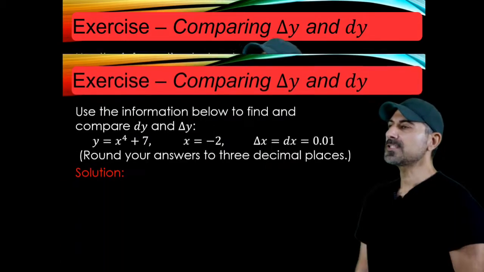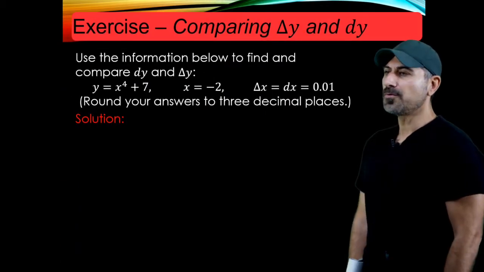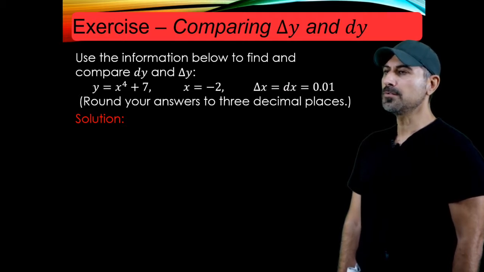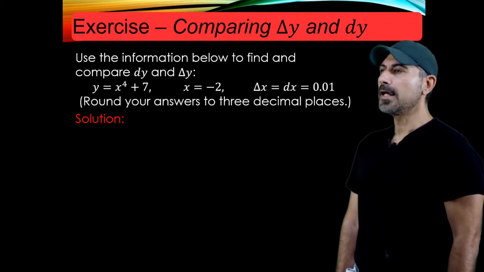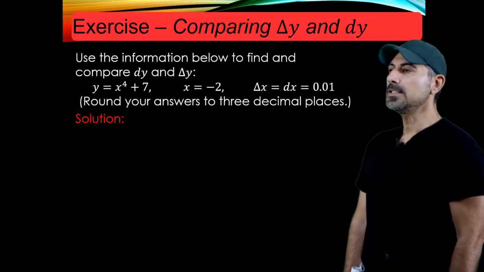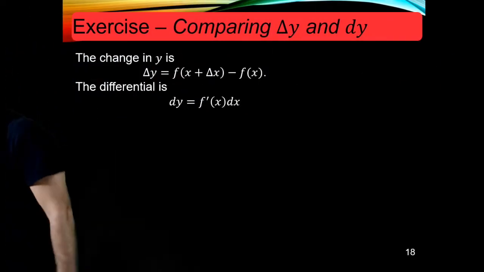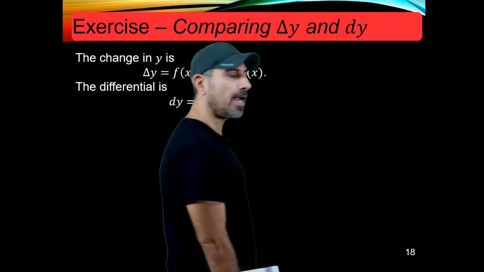of y. You're given in the problem y to be x to the fourth plus 7, and the point is also provided to us to be -2. And we're going to choose delta x and dx to be 0.01, and we're going to calculate dy and delta y. Let me just remind you about the definitions of delta y and dy.